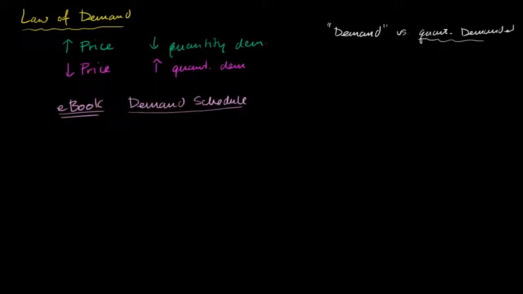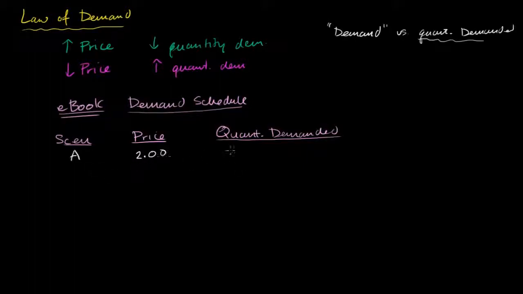So we're going to have multiple scenarios here. This column, let me do my scenarios. This column, let me put my price, and this column, let me put my quantity demanded. So let's call this scenario A. I could price my book at $2, and I'll get a ton of people downloading it at that price. So I will get 60,000 people download my ebook at that price.